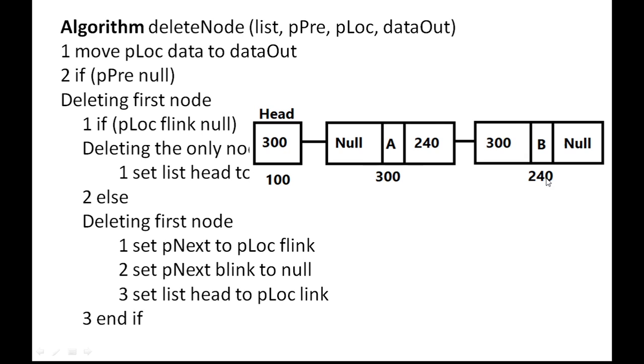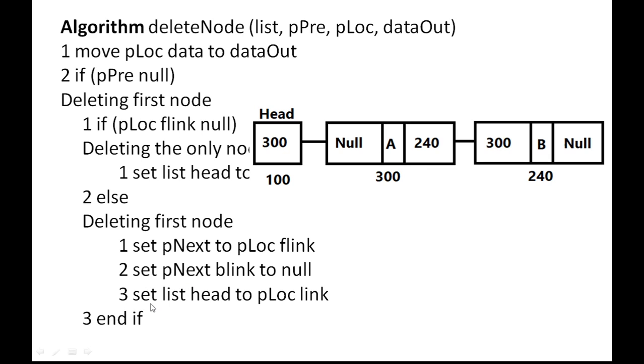So p next is currently here, and then I say p next b link to null. So p next b link to null means this 300 will be overwritten by null value. That is because I am preparing this node to become the first node. So for first node, the b link is always null. So I am just modifying this into null.